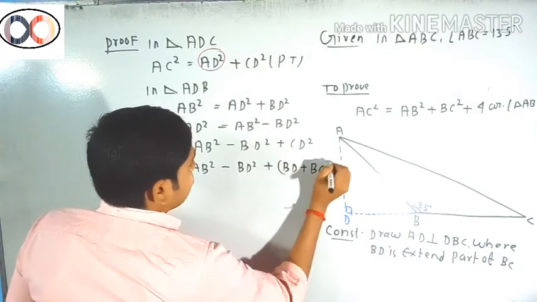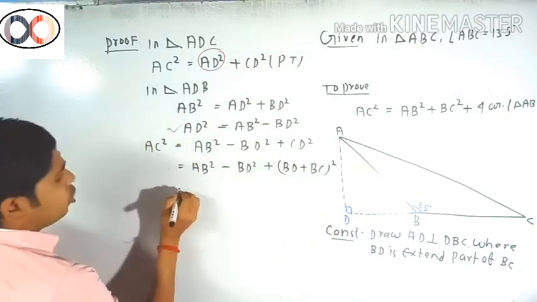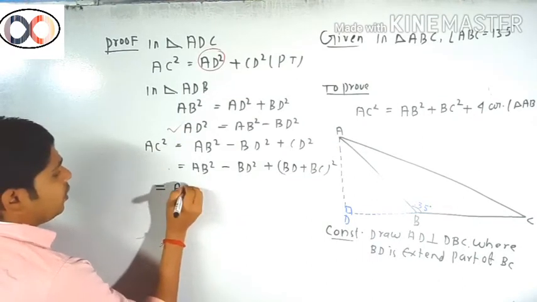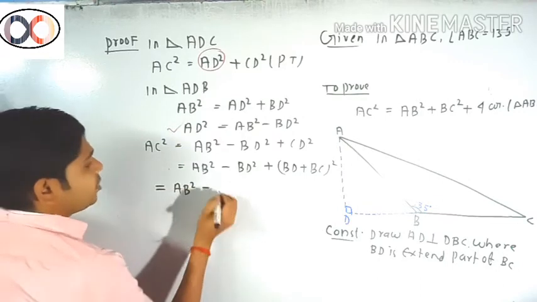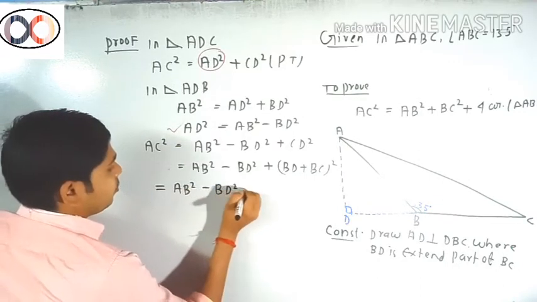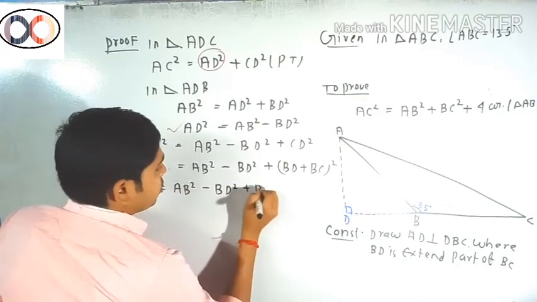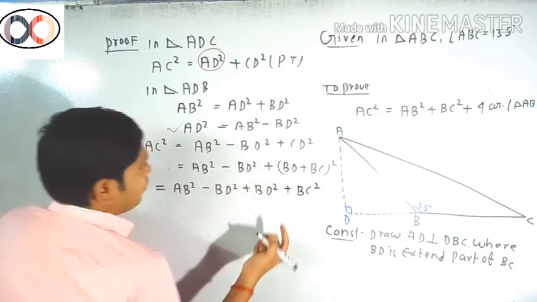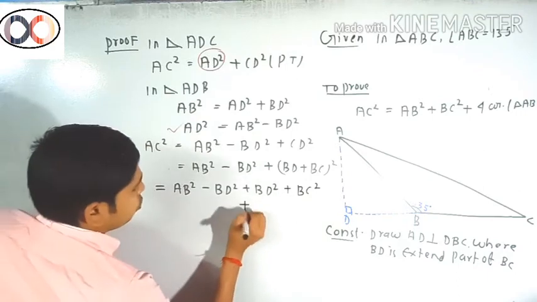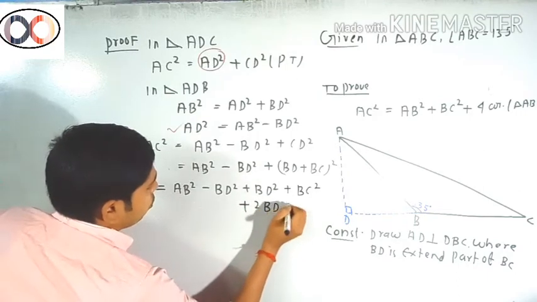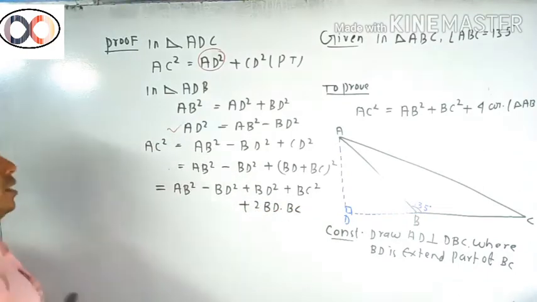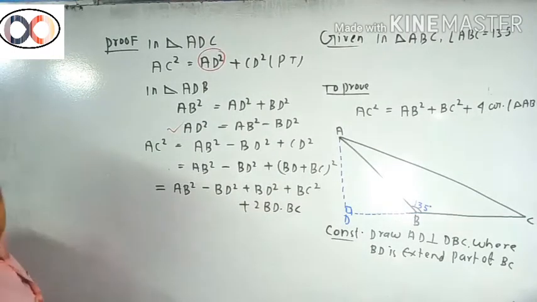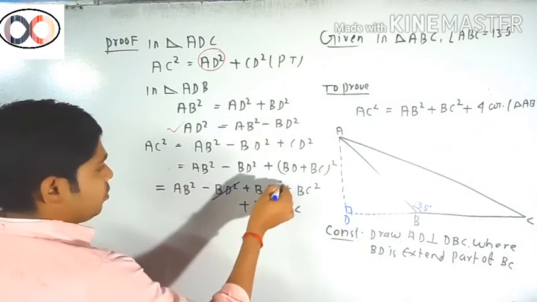Here is AB square, and you can see here BD square, and here the whole square of BD plus BC, which is BD square plus BC square plus 2 into BD into BC. You can see one of the terms will be cancelled. This is the BD square, and the BD square will be cancelled.